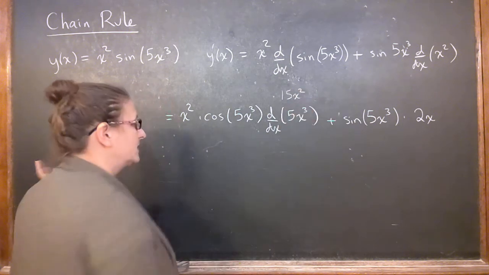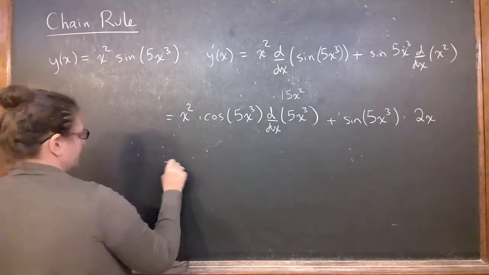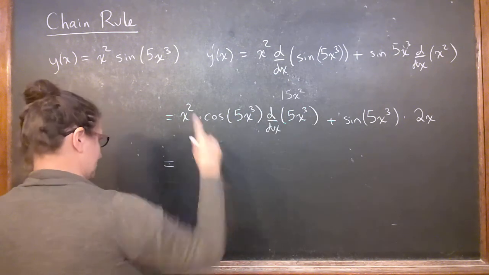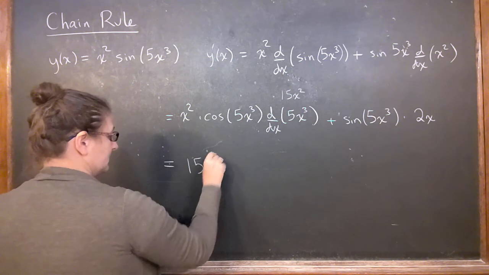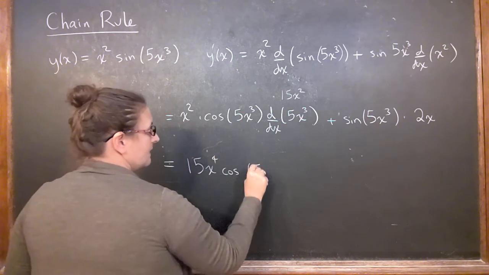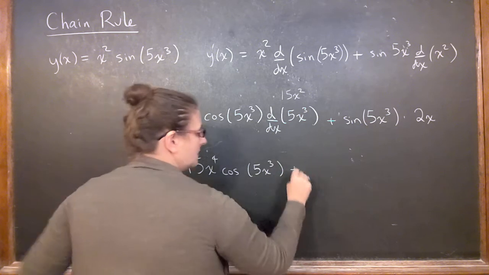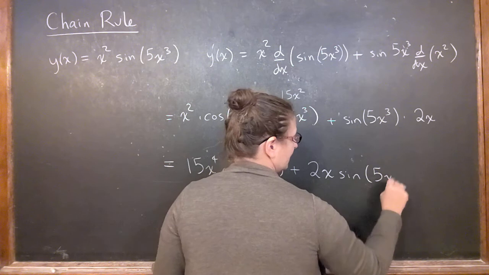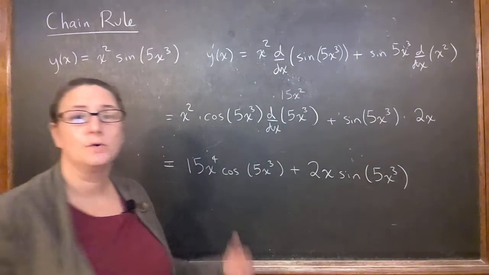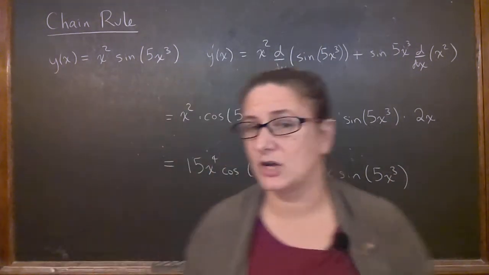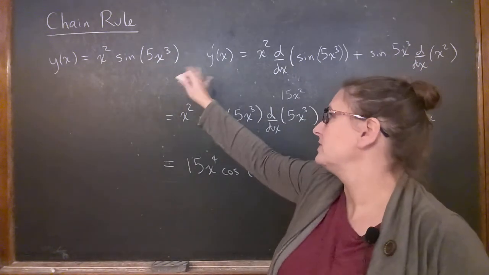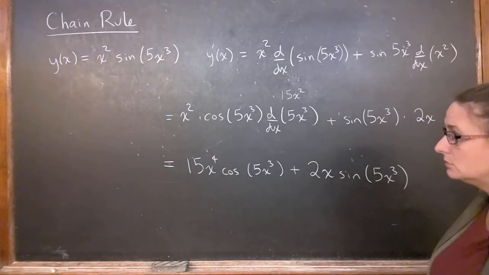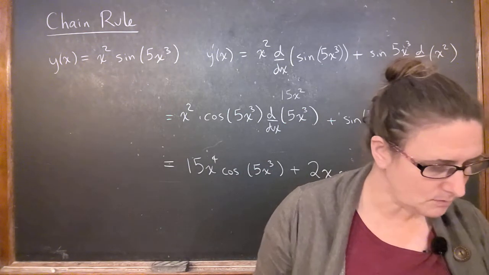So I could write the whole thing as another line, but maybe I'm just going to think about that's 15x squared. Let's put it together. This is going to be 15x to the 4th cosine of 5x cubed plus 2x sine of 5x cubed. Okay, so notice that it's not going to be just the derivative of that or whatever. No, you have to use the product rule. It's in there. All right.